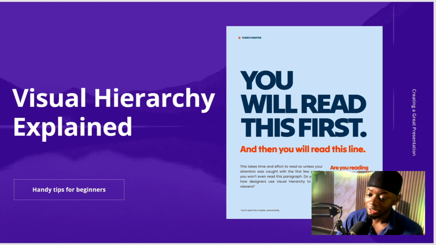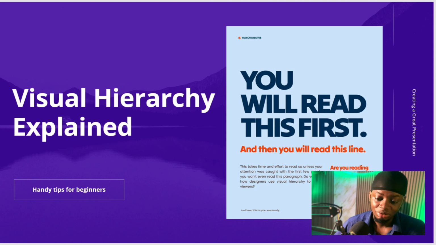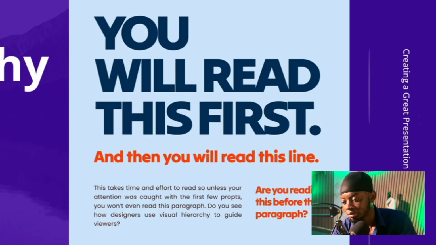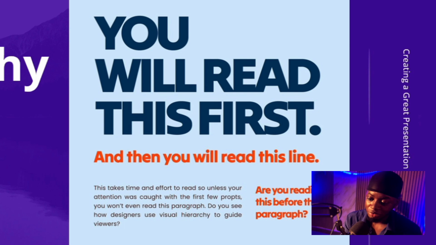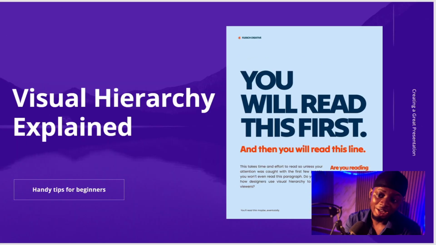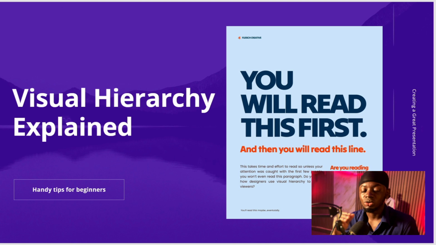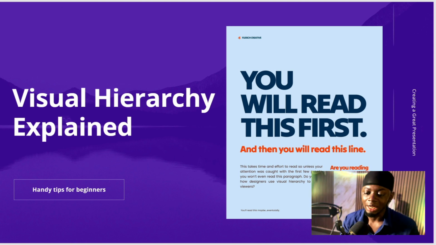As you can see, we have visual hierarchy explained, and beside it you are going to be seeing a flyer that says you read this first, and then we read this line, and then it takes time and effort to read unless. So this flyer in total is making you understand how you can control your viewers' eyes, how you can control the way they see your design, and how you can control the way they read your design. So let's move into what is visual hierarchy.